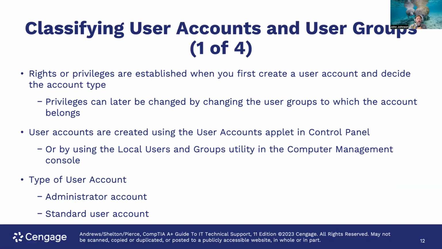So, classifying user accounts and user groups. Rights or privileges are established when you first create a user account and decide the account type. Privileges can be added on later by changing the user groups to which the account belongs. So that's how, if they're going to be filling different roles, you can assign them to a group with the permissions and everything that would correspond to that role.